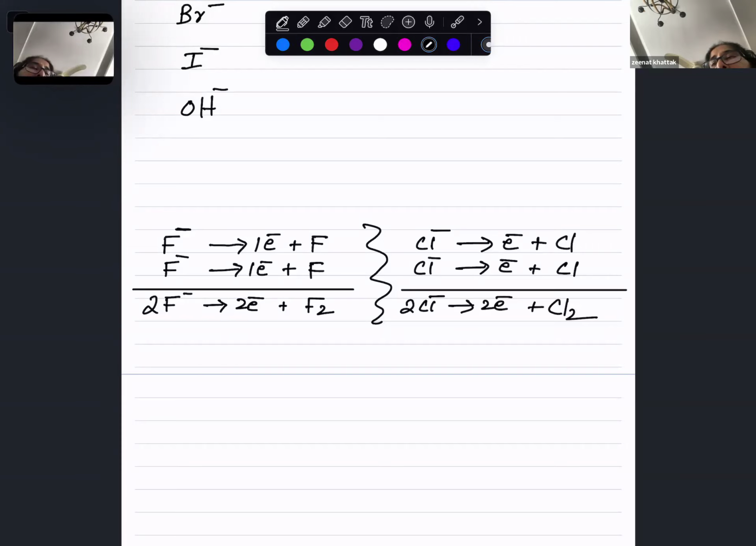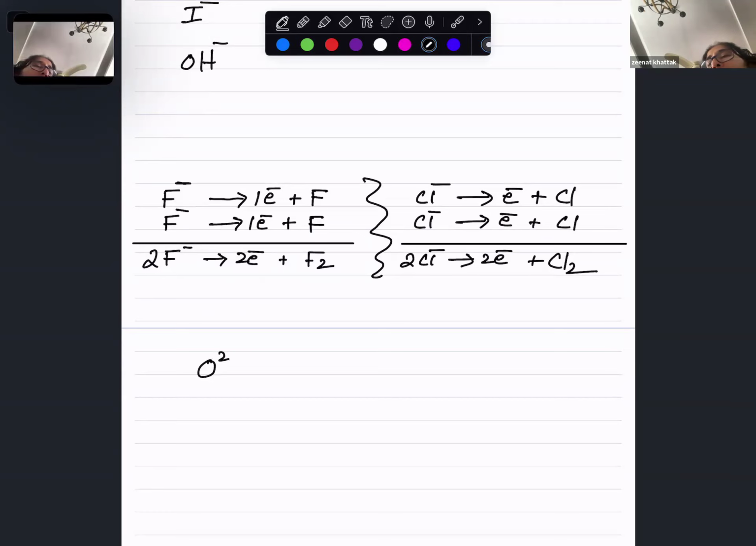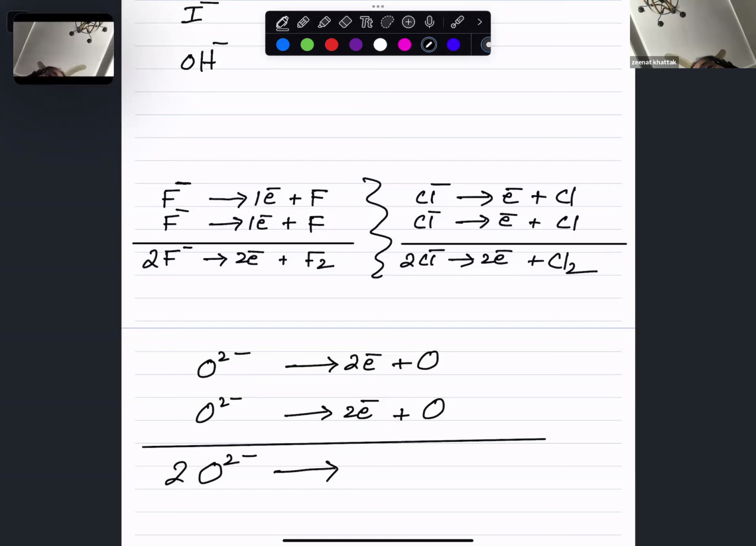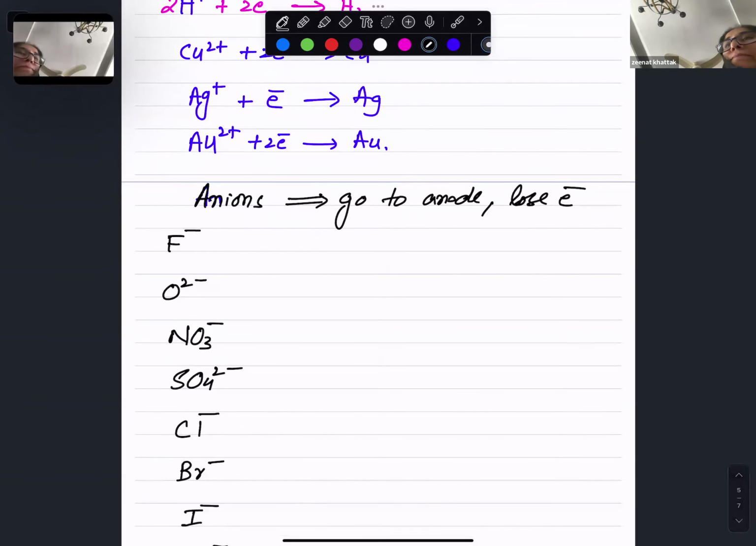And what about oxide? Look, one oxide. How many electrons does it lose now? 2 electrons, because the charge is 2. And another oxide loses 2 electrons and makes O. So what is the final? 2 oxide lose 4 electrons, 2 plus 2, and what is formed? O2. So if I write this equation, 2 will lose 2 electrons, making what?